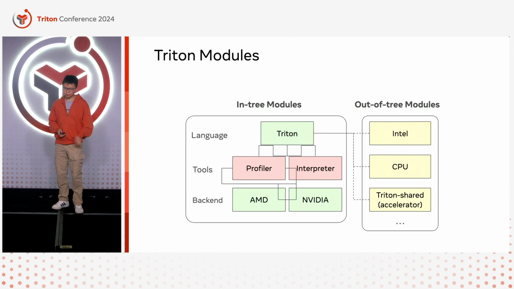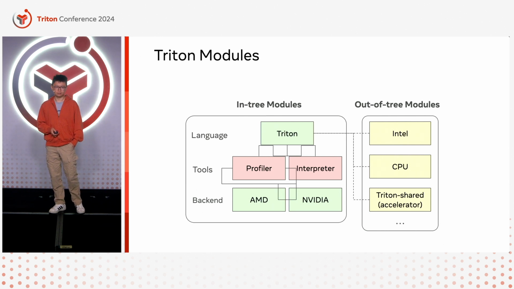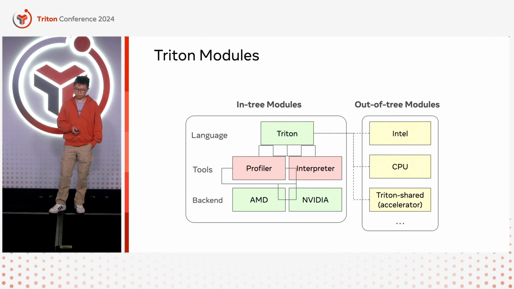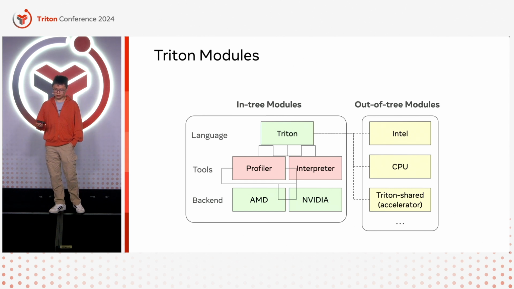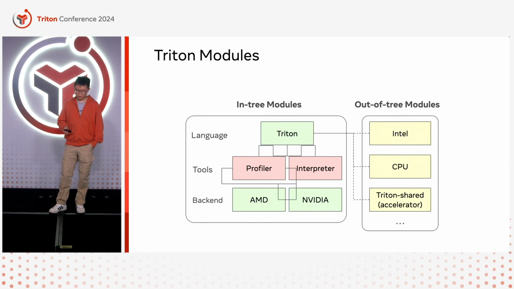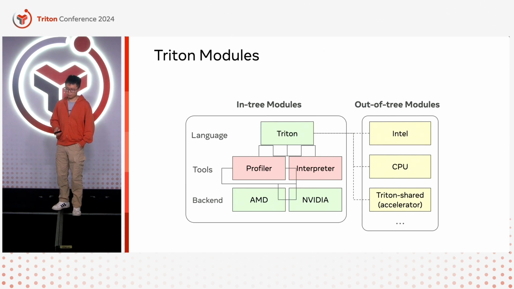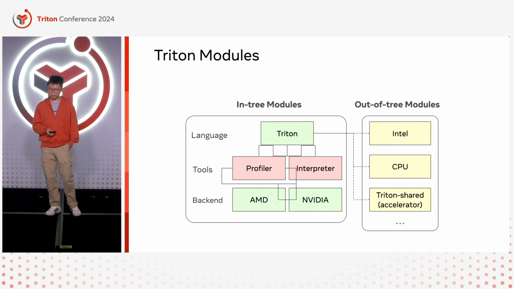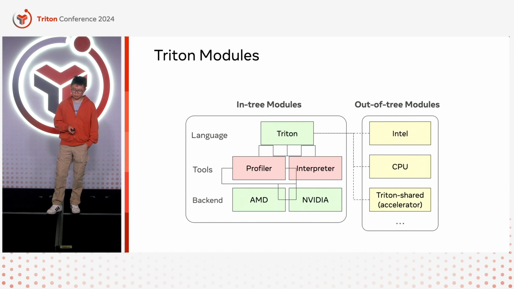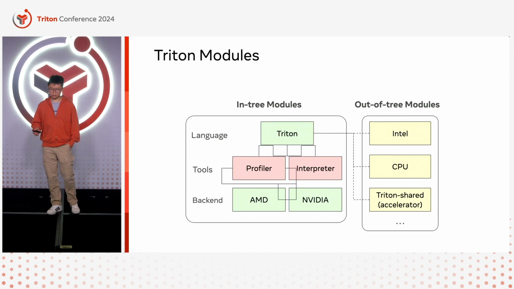Here are the major components of Triton. There are a few in-tree modules of Triton, which are things that we maintain on GitHub, in Triton's repository itself. On the front end, we have Triton language, and on the backend, we have official support for AMD and NVIDIA GPUs. In between, we have the profiler and interpreter that connect the Triton frontend with the Triton backend to help you better write your Triton programs. There also exist third-party out-of-tree modules on GitHub, including support for Intel GPUs, CPUs, and also accelerators.